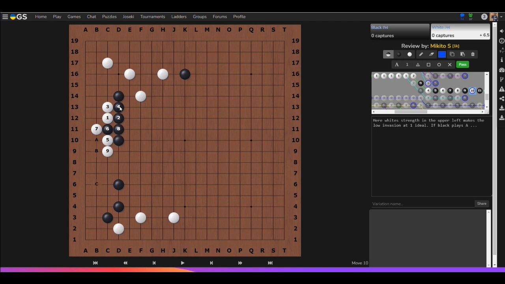And the idea is that black's wall here is already neutralized because white is strong here. So black's not going to build a big moyo here. And that's what the point of walls are usually, right? To either fight or to build a moyo. And in this case, black can't fight or build a moyo because white's strong here.